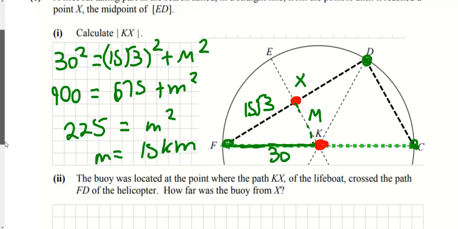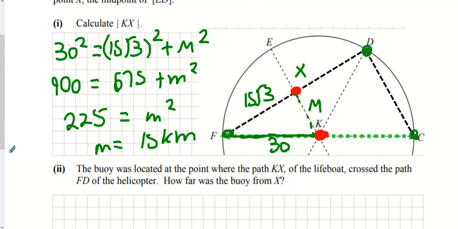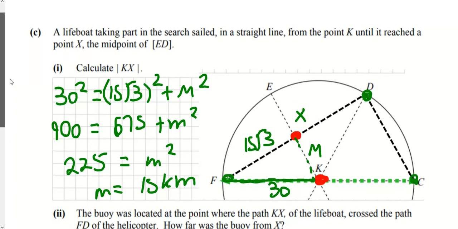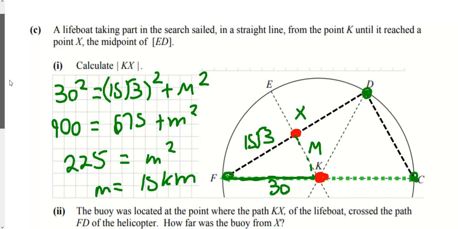The buoy was located at a point where KX of the lifeboat crossed the path FD of the helicopter. Oof. How far from the buoy was X? Did I not just do that?